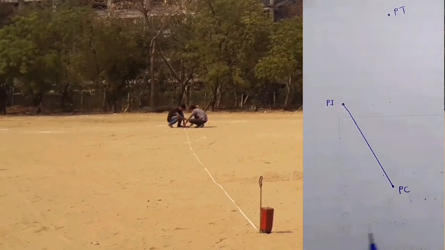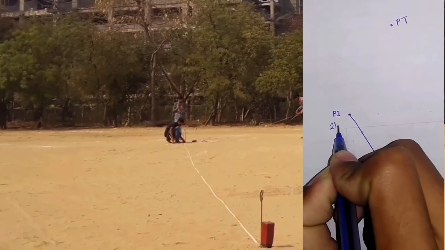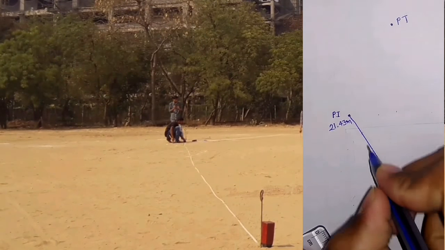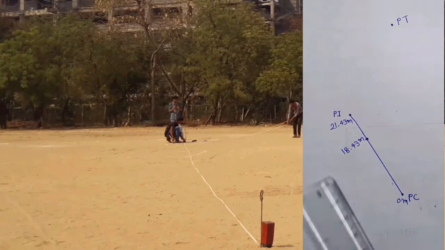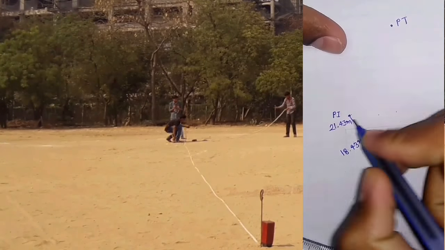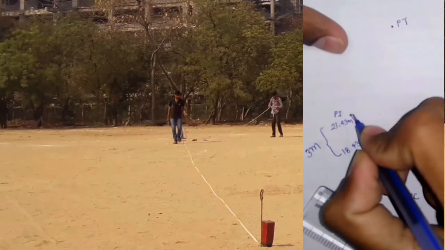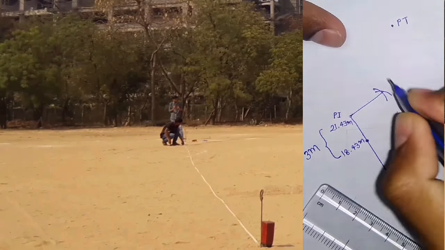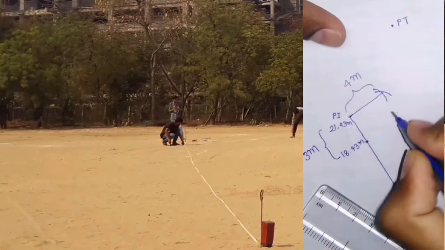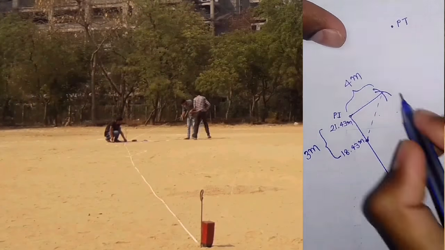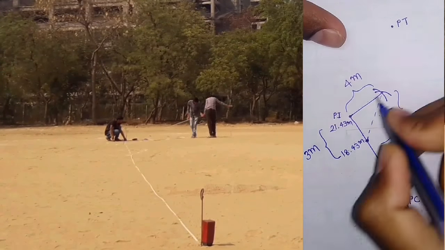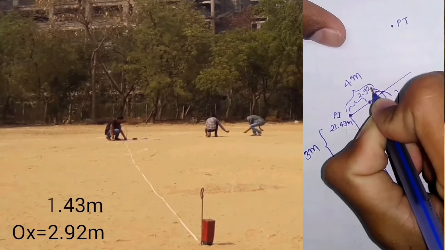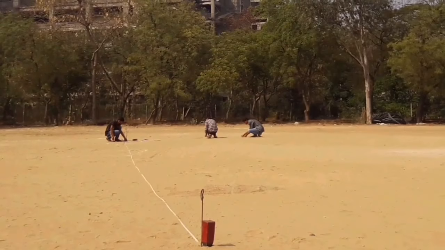Now at distance 21.43 meter, we keep the zero of the tape and draw an arc of 4 meter. At distance 18.43 meter, we keep the zero of the tape and draw an arc of 5 meter. Where both meet on this point, we lay our tape, mark the offset distance of 2.992 meter, and insert one arrow.